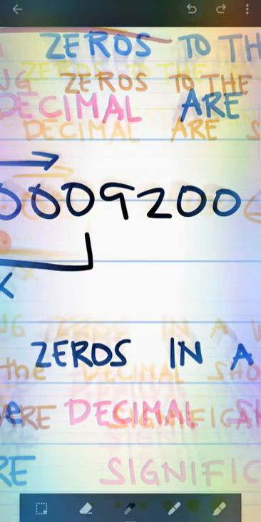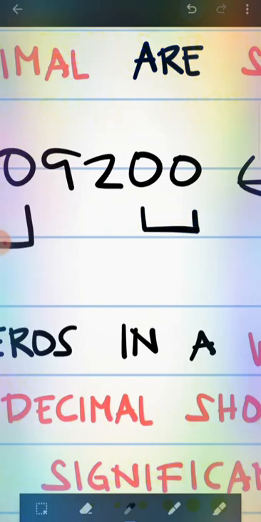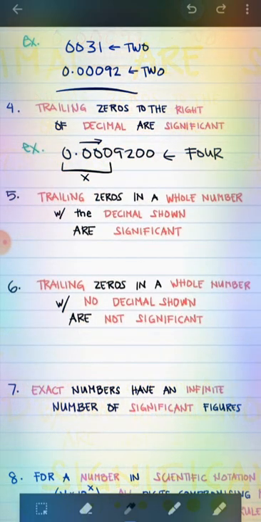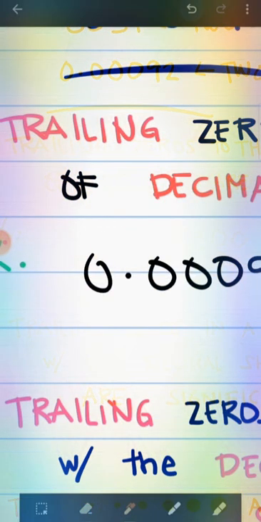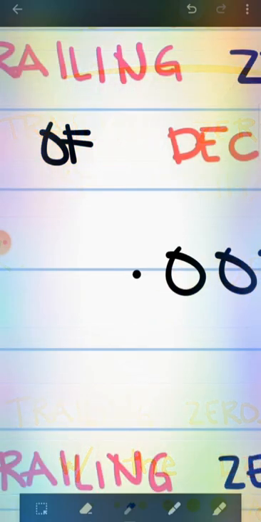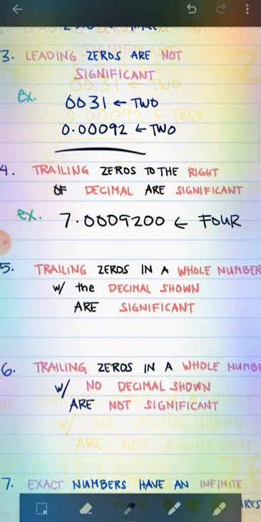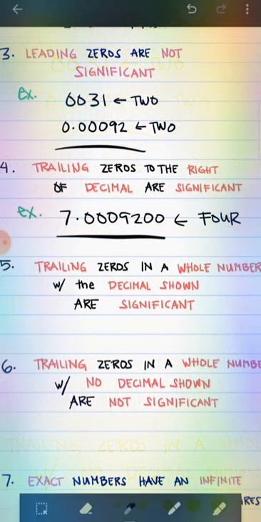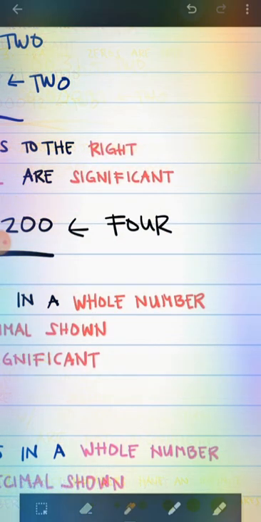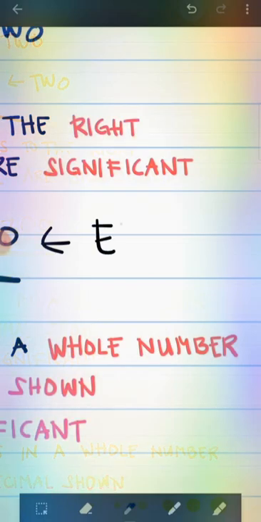And thus, by rule number 1, these two are non-zeros, and then these two are trailing zeros, and thus 0.009200 has 4 significant figures. But this will change if I say that it has a non-zero here. Let's say it has 7 here. So the significant figures in this example is no longer 4, but 1, 2, 3, 4, 5, 6, 7, 8. All of these digits will then become significant figures.